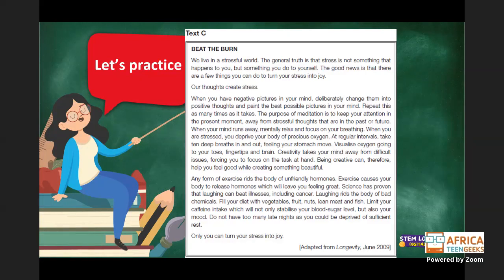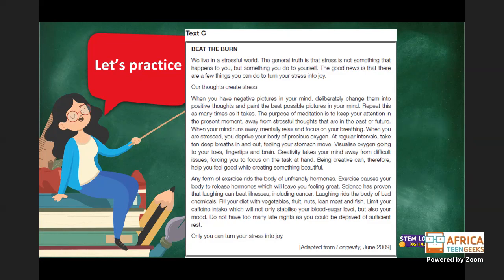The purpose of meditation is to keep your attention in the present moment, away from stressful thoughts that are in the past or future. When your mind runs away mentally, relax and focus on your breathing. When you are stressed, you deprive your body of precious oxygen. At regular intervals, take 10 deep breaths in and out, feeling your stomach move. Visualize oxygen going to your toes, fingertips, and brain.